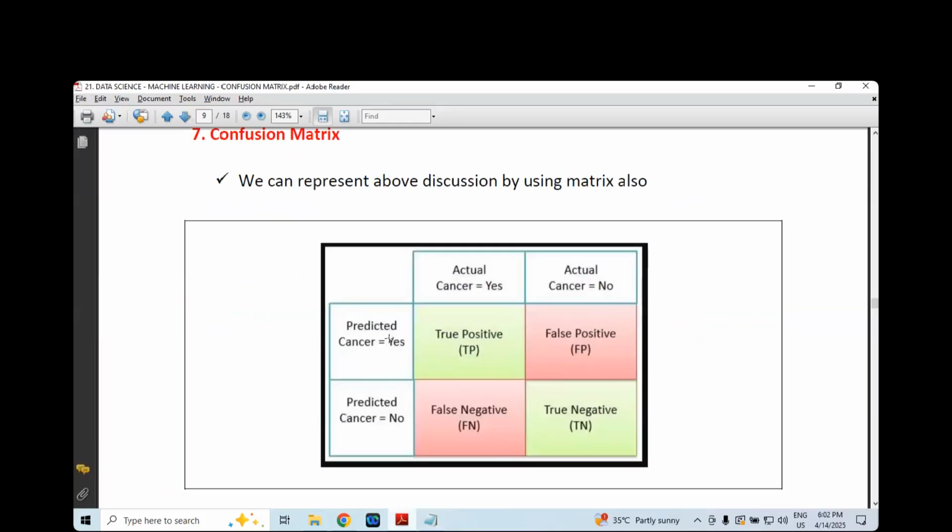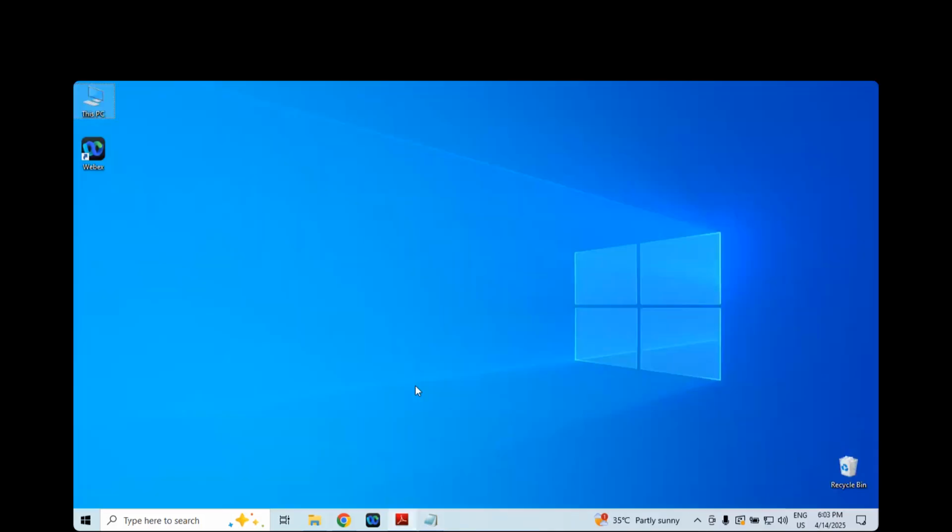Let us try to understand more. We'll do one thing. Think of column number 1 and column number 2. Column number 1 actual yes, column number 2 actual no. Row number 1 prediction yes, row number 2 prediction no. What are those columns? Actual yes, actual no. Rows: prediction yes, prediction no. Okay, good. Look at the diagram.